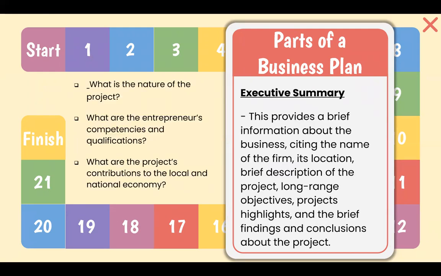Number 4, Executive Summary. This provides brief information about the business, citing the name of the firm, its location, brief description of the project, long-range objectives, project highlights, and the brief findings and conclusions about the project. It is normally 1 to 3 pages long.